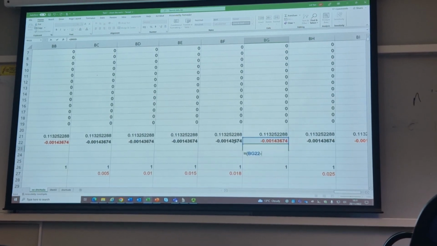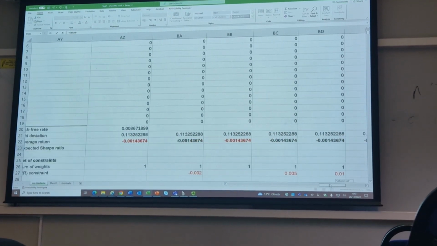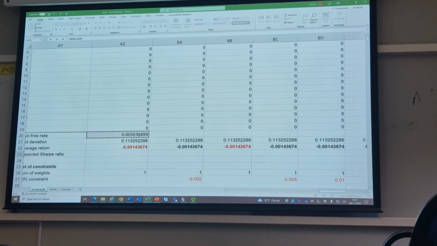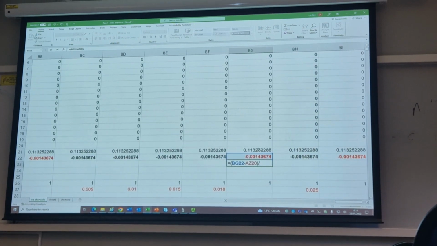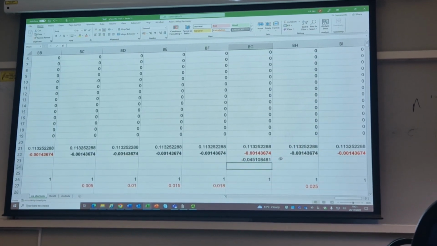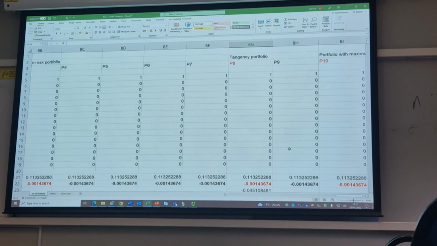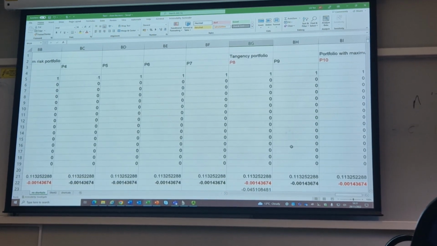This cell, right? And subtract the risk-free rate. I just moved the risk-free rate here. And then divide by the standard deviation. So this is the Sharpe ratio. So we are pretty ready to construct portfolios.